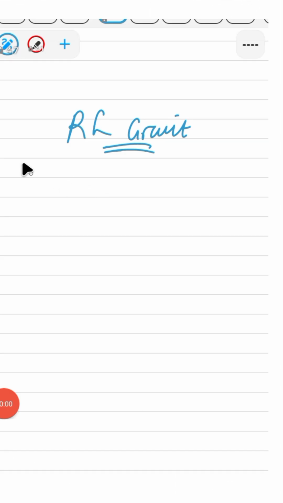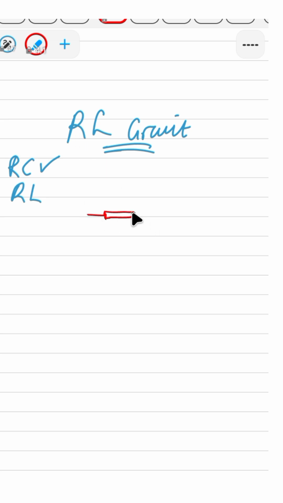Real quick, we have done RC, right? I've done the RC circuit, so let's look at RL. The pattern is the same. You don't need to stress yourself. Draw your resistor first. This is your resistor. Draw your inductor. Inductor is a coil. Bring it down. Draw your alternating source.